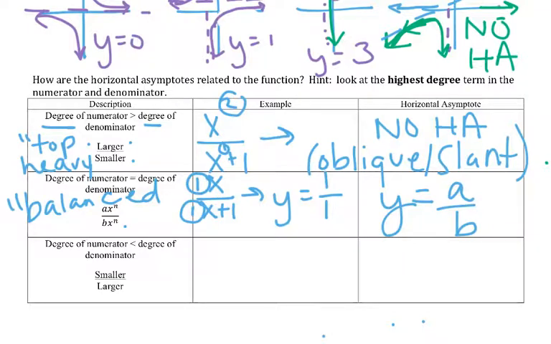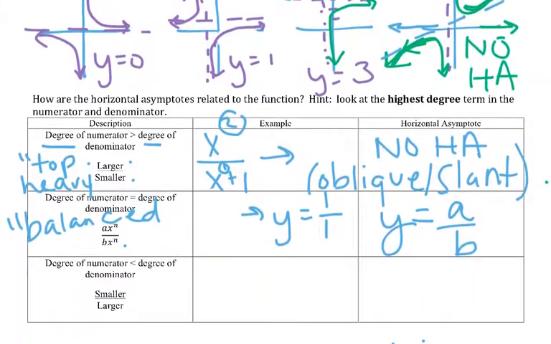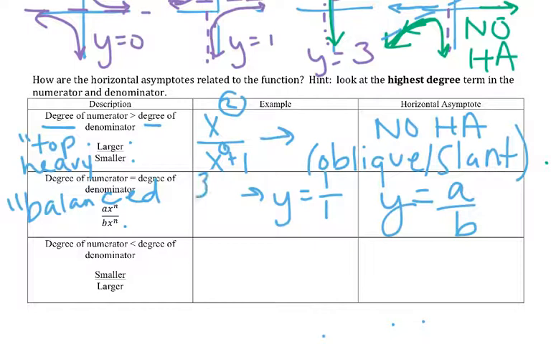So if we looked at the example in C, the function was 3x over x plus 1. The coefficient in the numerator was 3. The coefficient in the denominator is 1. So this is 3 over 1. And that's what we got. We had y equals 3 as the horizontal asymptote.